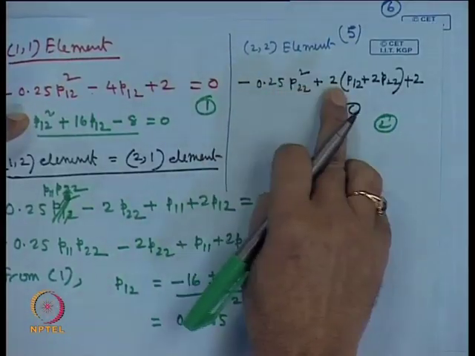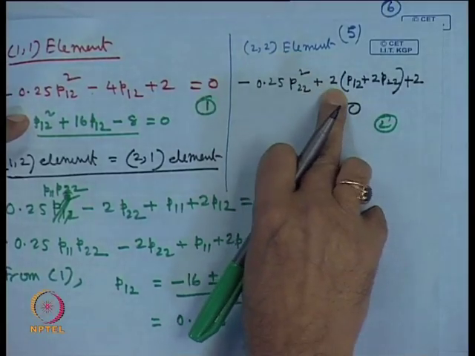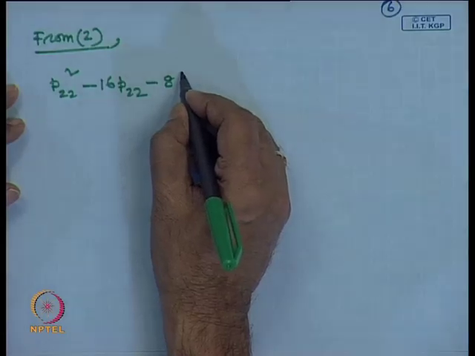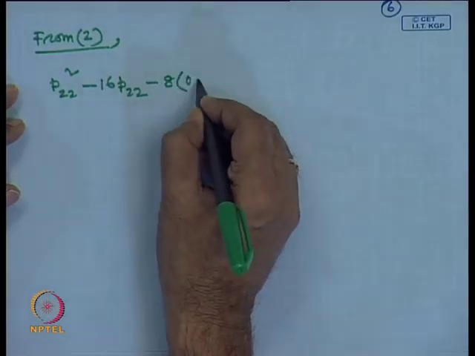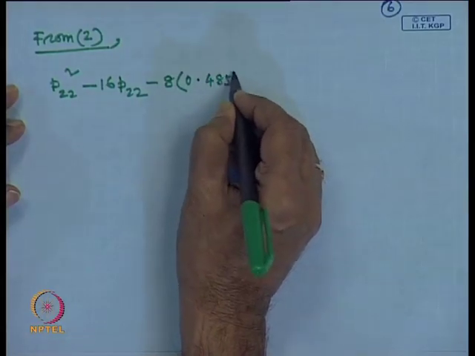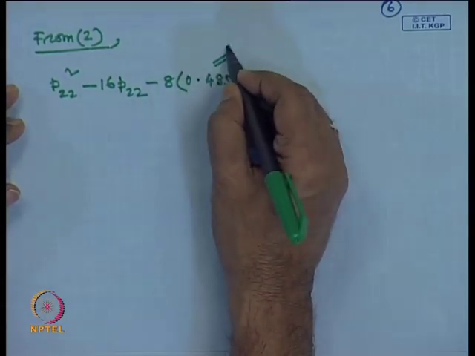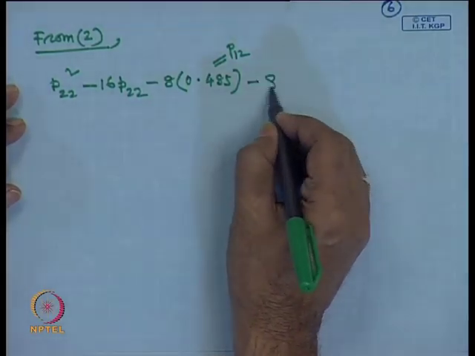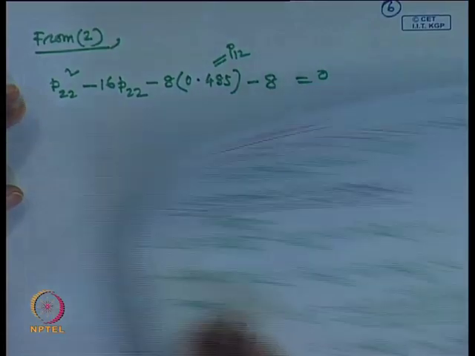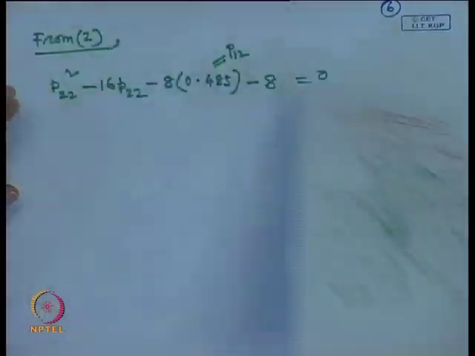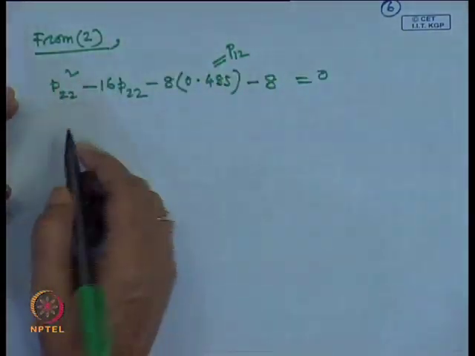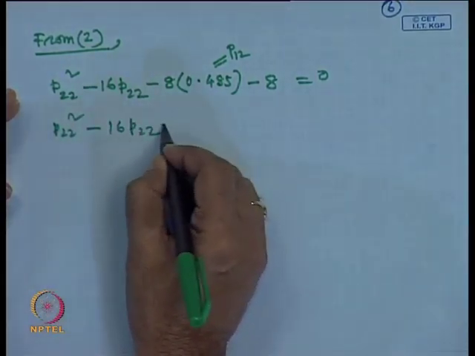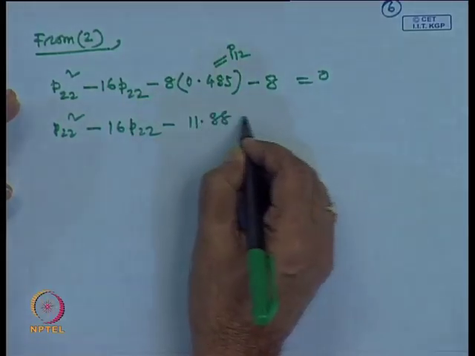I am multiplying by 4, minus 4, this minus 2 is there. So, minus 8 P12, P12 value is what? If I consider 0.485 first, this is the P12 value, and next is minus 8 is equal to 0. This is minus 4 both sides, I mean, this is minus 4 is equal to 0. So, ultimately our equation is that one: P22 square minus 16 P22 minus 11.88 is equal to 0.